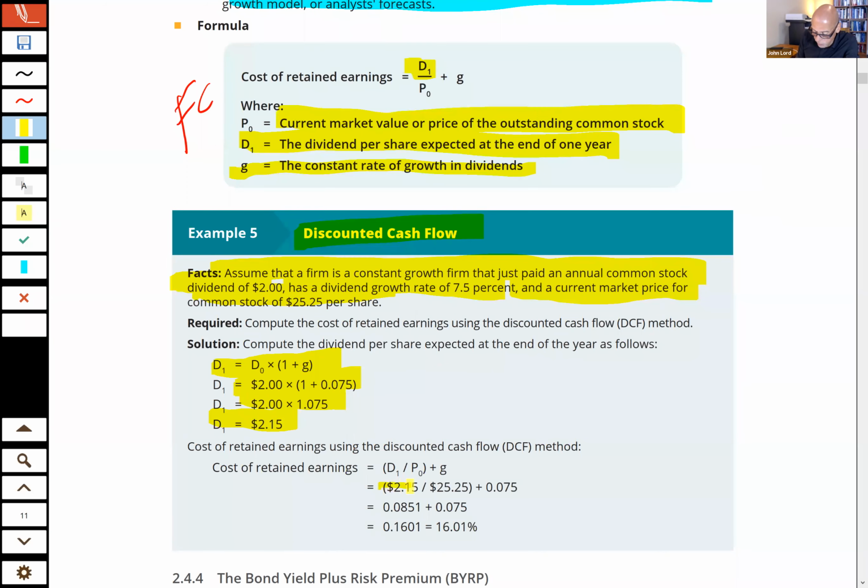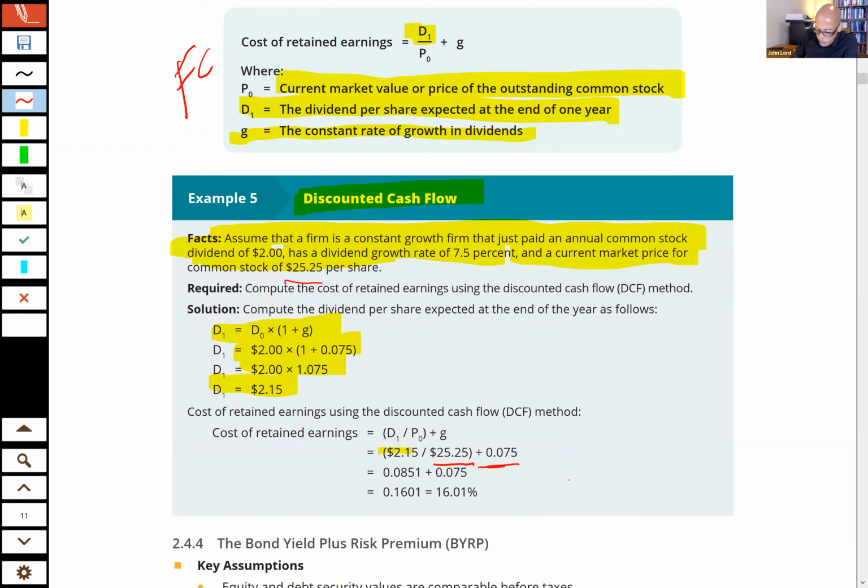We take the 2.15, we pick up that number from the question here, which was our P naught, the 25.25, and then we add to that the growth rate on the dividend, which they told us is 0.075. And so we come up with this 16.01 as the cost of the E, again the equity, our second method for calculating that, using discounted cash flow.